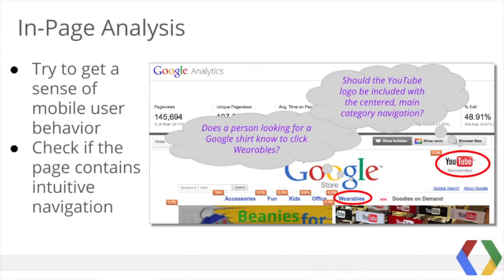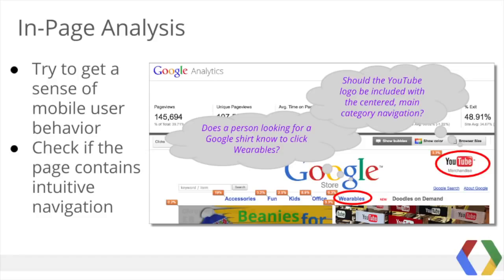It's also fun to look at in-page analysis to get a sense of mobile user behavior. When we look at the main shopping page, we can see the percentage of clicks to each of the links. Check if the page contains intuitive navigation. Given common site search queries like shirts and YouTube, does the page content and navigation satisfy the user intent? Does a person looking for a Google shirt know to click wearables?